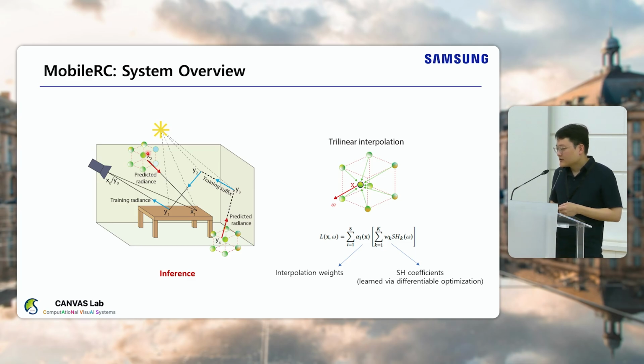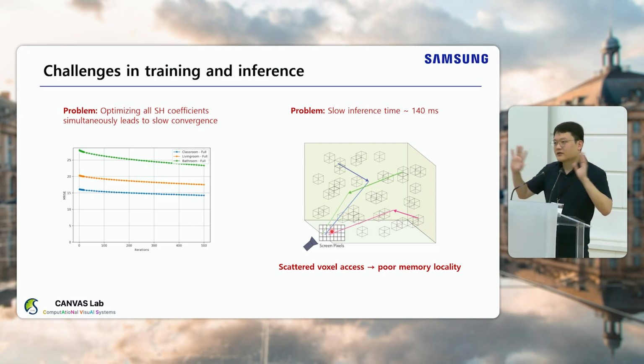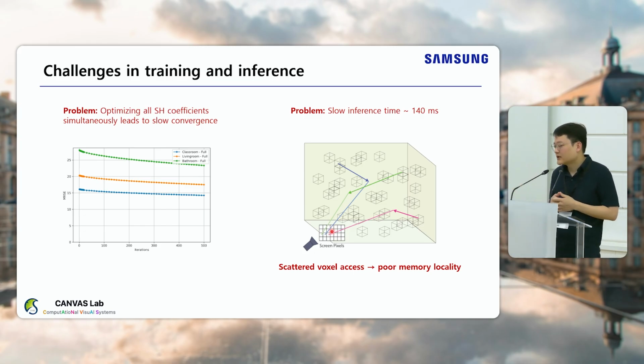So we implemented this approach, but we found 2 major problems in the naive implementation. On the training side, we found that the convergence was really slow. And on the inference side, we also found that inference takes a lot of time. We realized that it's mainly due to the scattered voxel sets. We need to query the radiance for nearby screen pixels, but in voxel space they are scattered. Therefore, it leads to very poor memory locality.